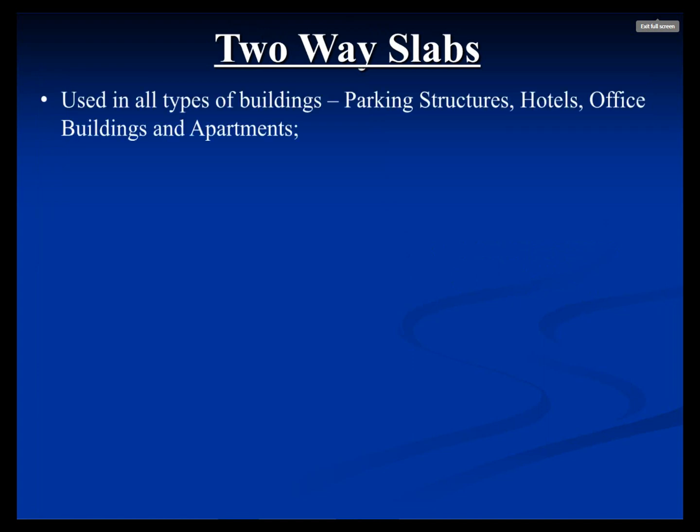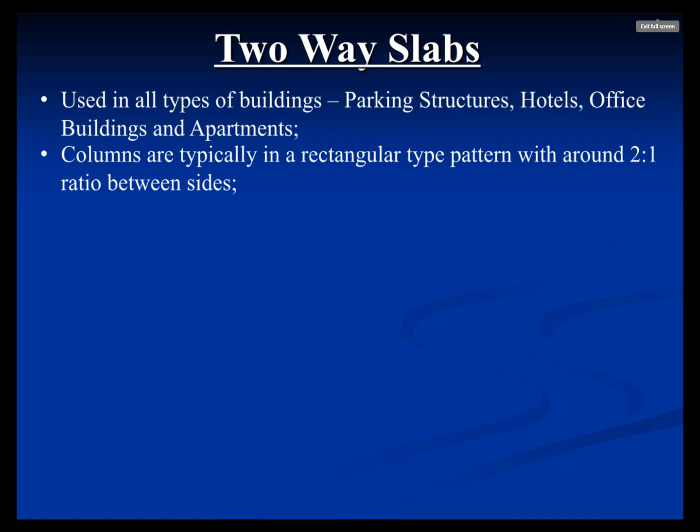So in general, two-way slabs can be used for pretty much any application: parking, hotel, office, building, apartments, storage facilities. Whatever you have, a two-way slab usually can do it. Typically, the columns are in a rectangular pattern, and while there is no hard and fast code rule that it has to be 2-to-1 or 1.5-to-1, you can make anything a two-way slab. Obviously, the more rectangular you get in the long sense, the more inefficient it is. But typically a 2-to-1 ratio is what we use.